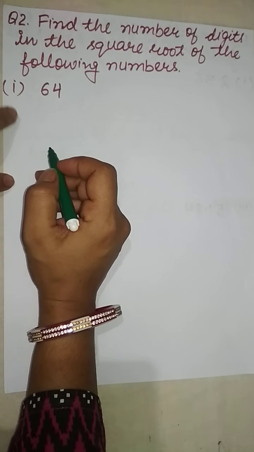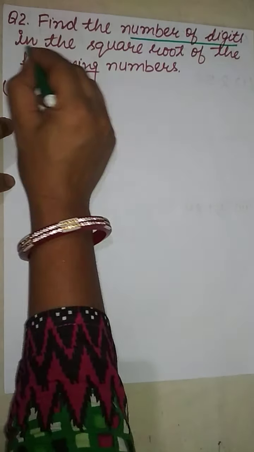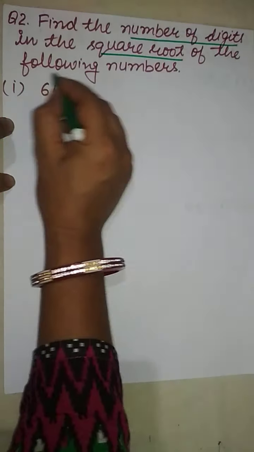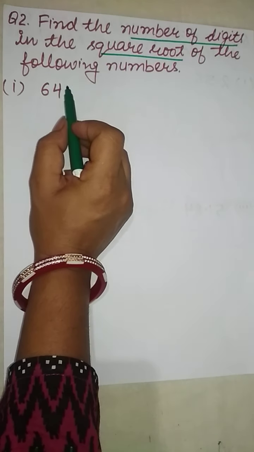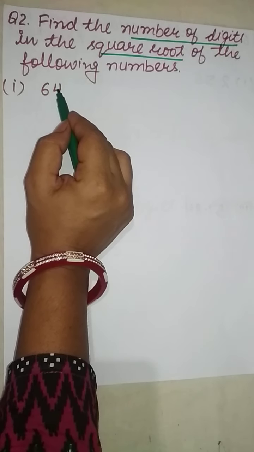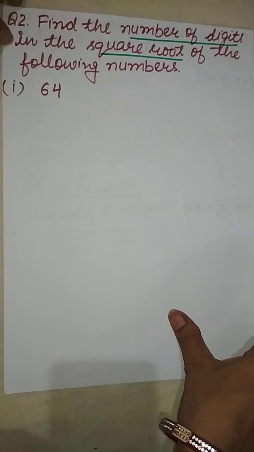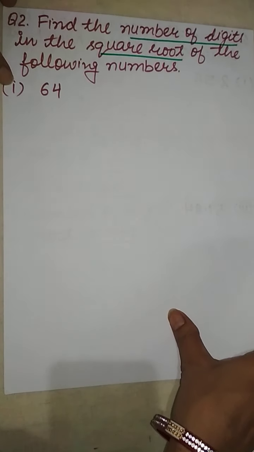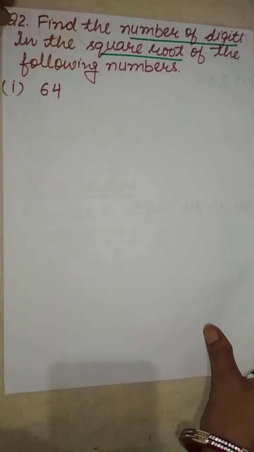Next is question number 2. Find the number of digits in the square root of the following numbers. Students, the question is, when we find the square root of 64, then how many digits will be there? If we find the square root of any given number, then how many digits will be in the square root of that number?